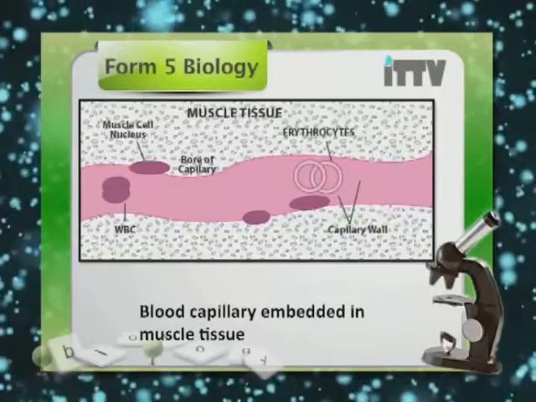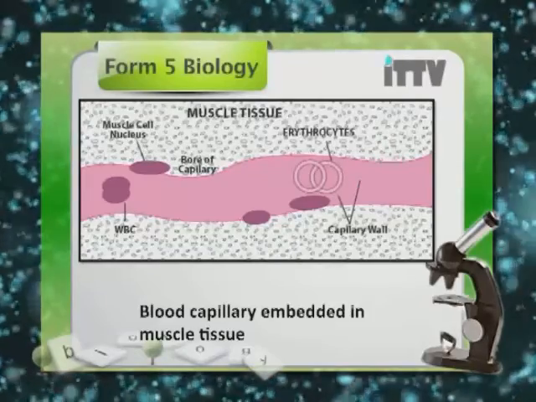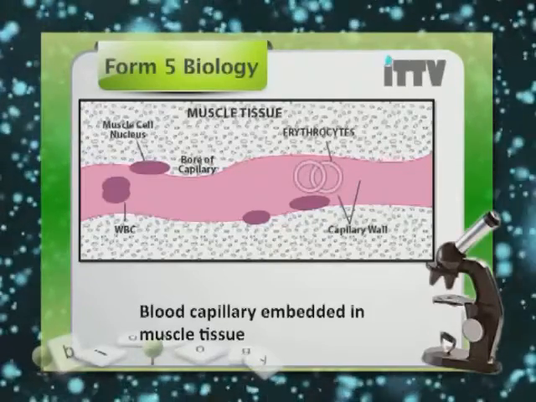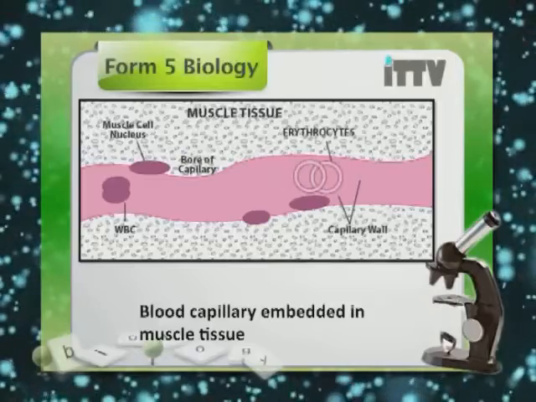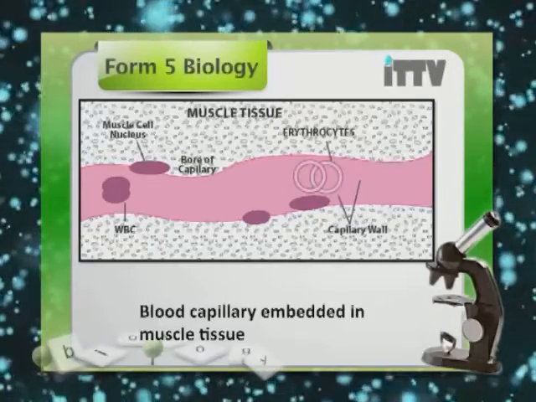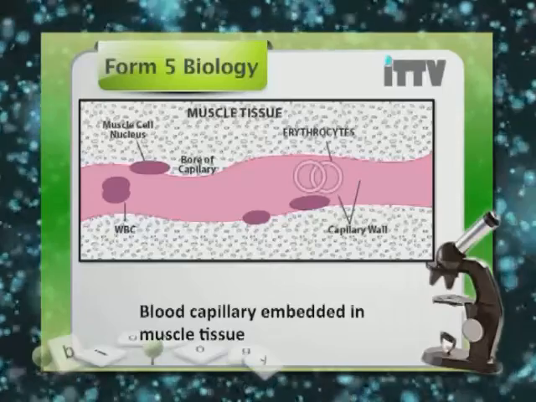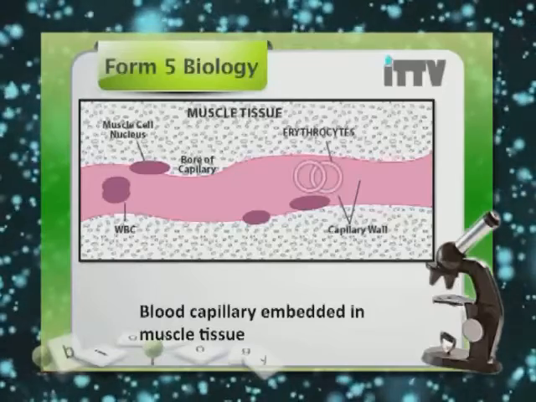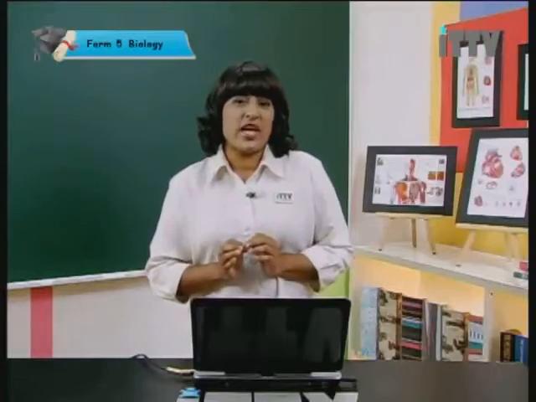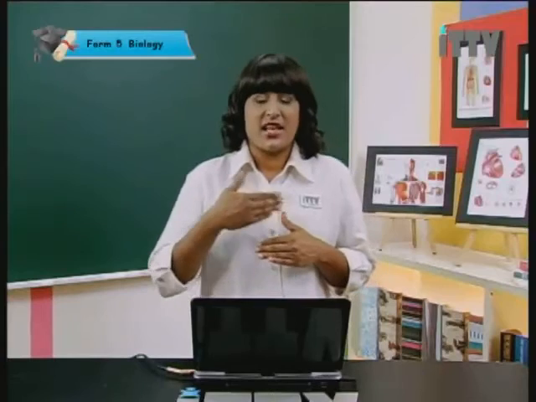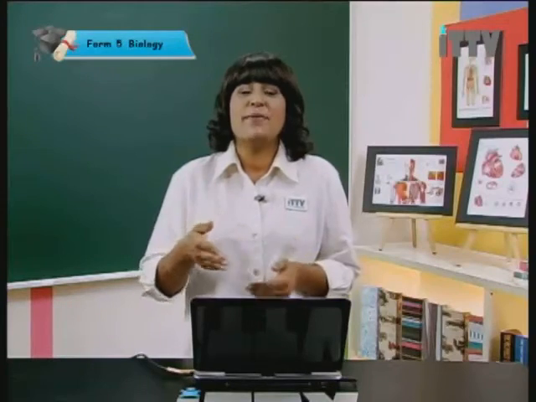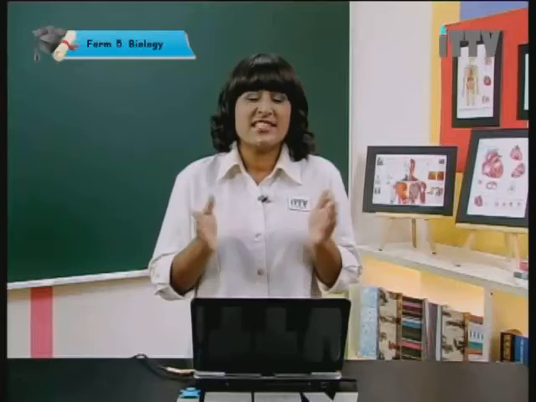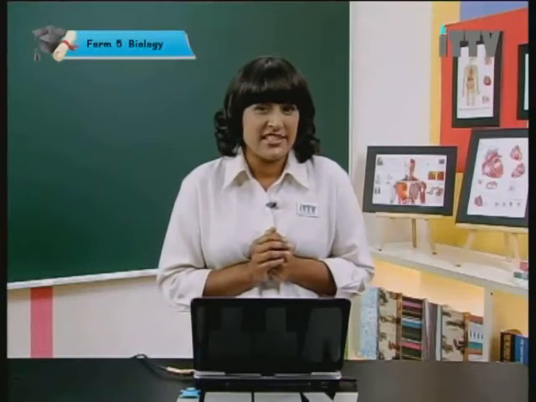Just take a look at the capillary wall. My, it is so thin, almost indistinguishable from the skeletal muscles around the structure. The capillary wall only enables the traveling of a single file of blood cells at a time. Dear students, now that we have understood the various functions, characteristics and the differences in structure between arteries, capillaries and veins, let us summarize the differences in a table.